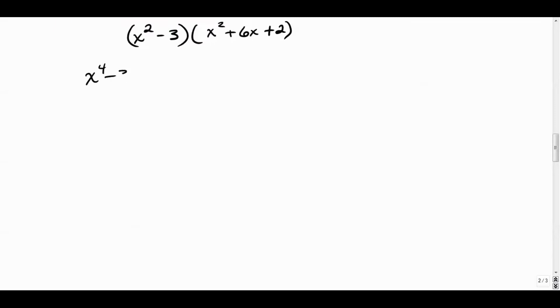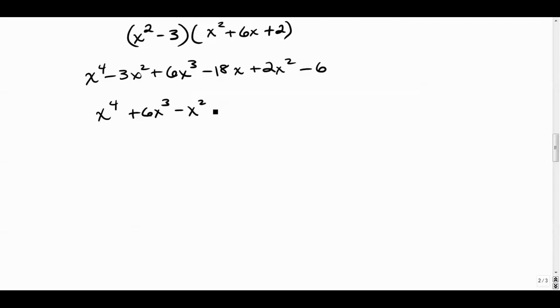x to the 4th minus 3x squared plus 6x cubed minus 18x plus 2x squared minus 6. Combine like terms. The cube term comes next. Minus x squared minus 18x minus 6. So that is my function.